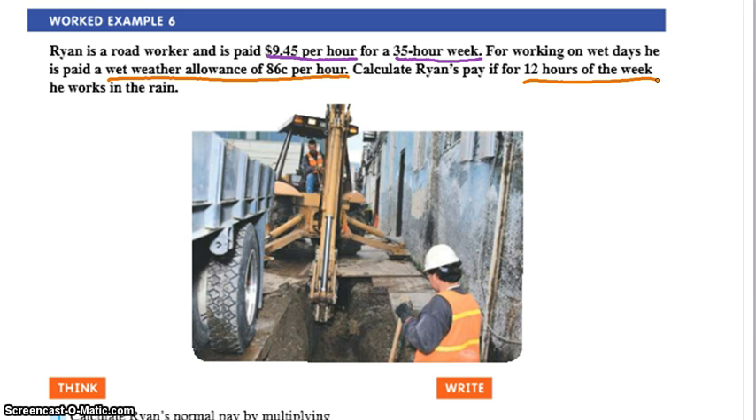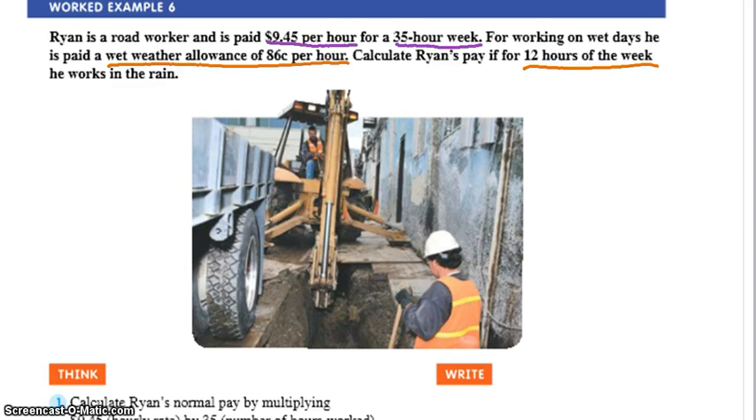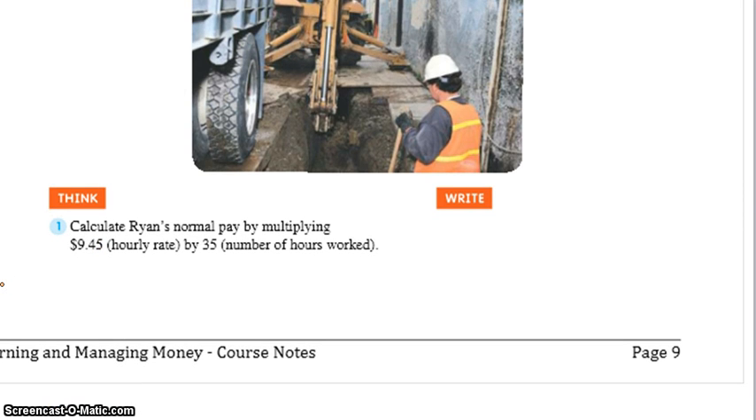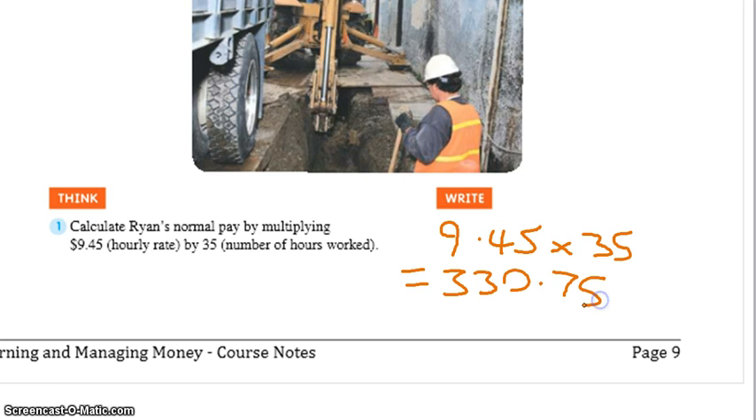Let's do his normal base pay at the start. So that's $9.45, and how many hours a week does he work? 35. What's he get? $330.75.